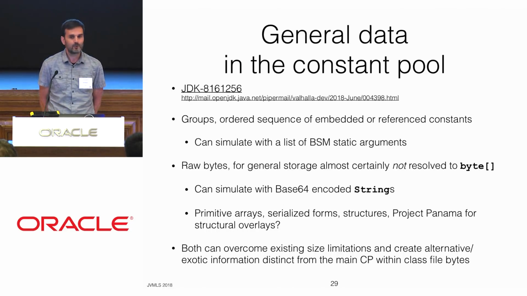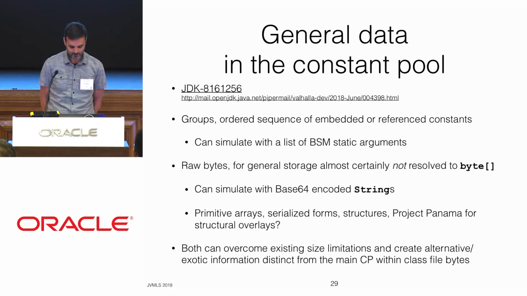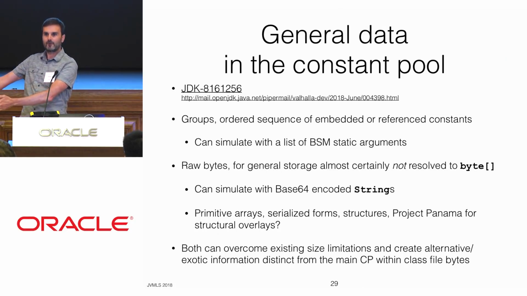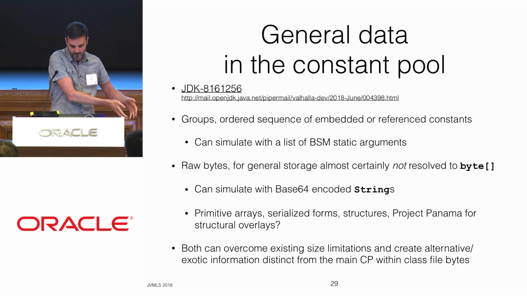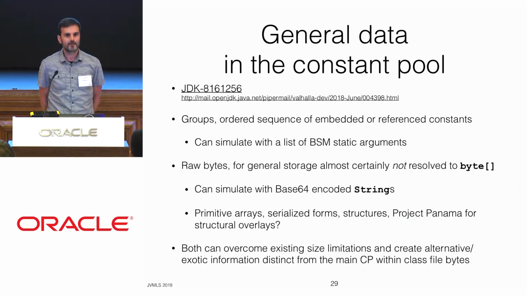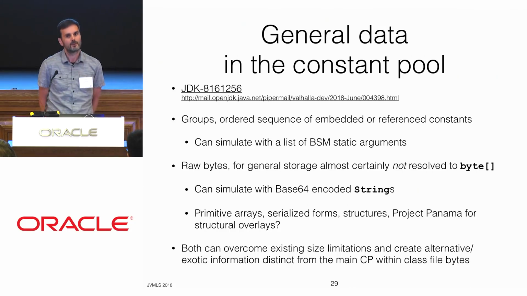If you say we're serialized forms, do you want to serialize your own data into the bytecode and reserialize it out? Structures, perhaps Project Panama can, for structural overlays in your constant pool. I'm just ad-libbing here, but it's possible to do all these things. As I said, these things are to overcome certain size limitations in the constant pool, sort of sidestepping it, not having to do a massive restructure of a constant pool itself, but just pushing off to the side, and to potentially create alternative exotic stuff that we haven't thought about before, distinct from the main CP or constant pool, but in the class file bytes.